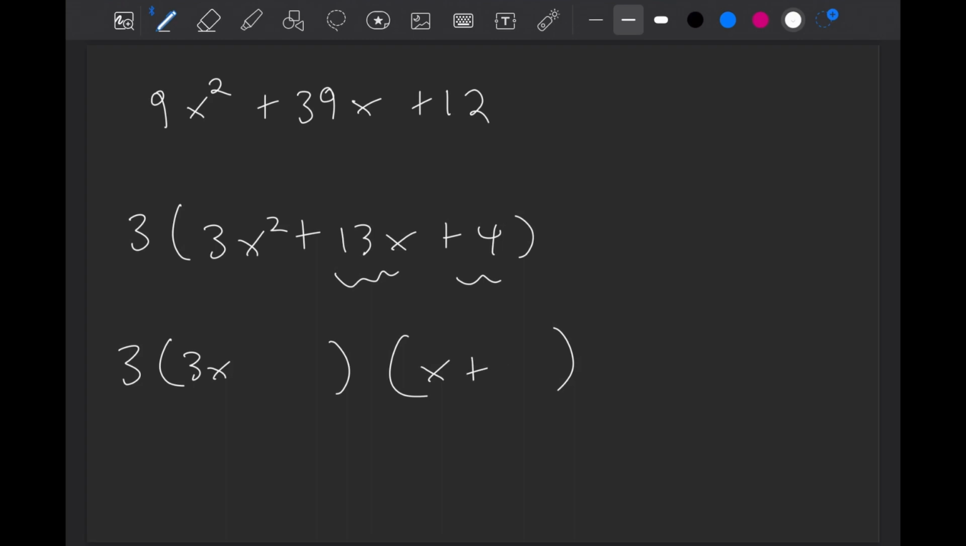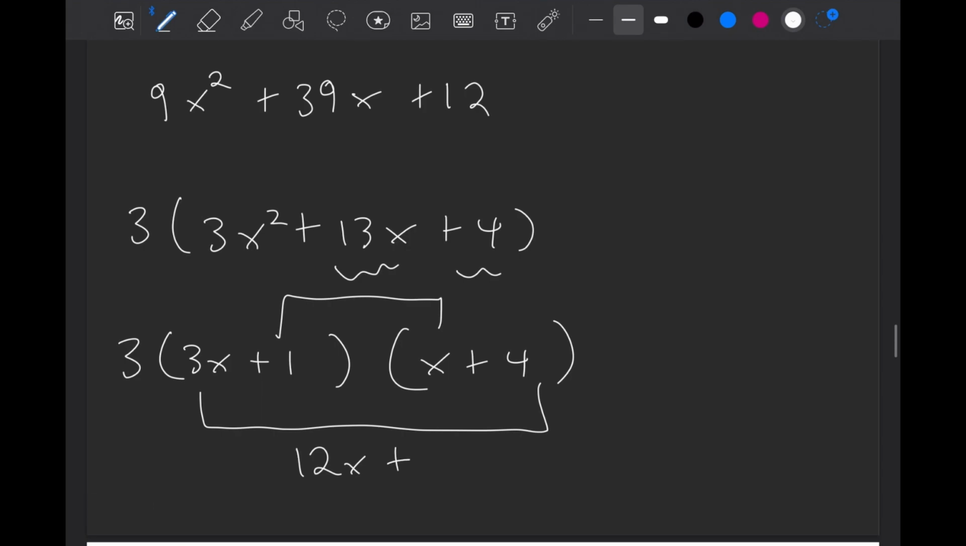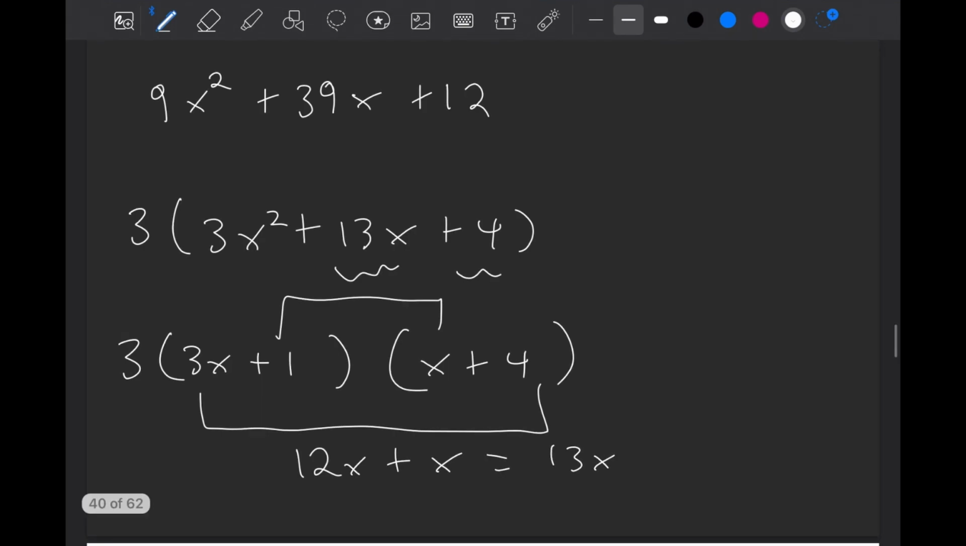If I do plus 4 and then plus 1 and then check, that would be 12x, and this would be plus x, so that would be 13x. So that's the correct answer for this one.